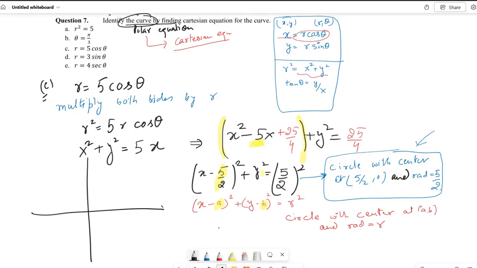With that knowledge, we should be able to draw the curve. So on the x and y axes, we have our center at 5 by 2, 0. So let's say this is 1, 2, 3. 5 by 2 will be somewhere here. And 5 by 2, 0 is your center. And the radius is this much. So we have a circle with center at 5 by 2, 0, and the radius also is 5 by 2 on both sides.